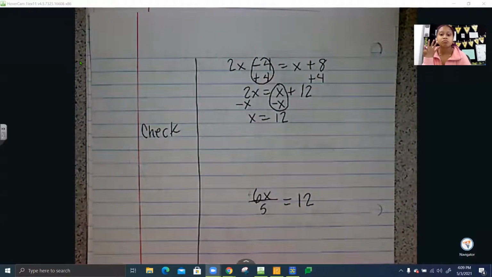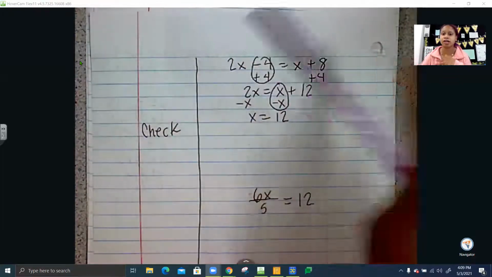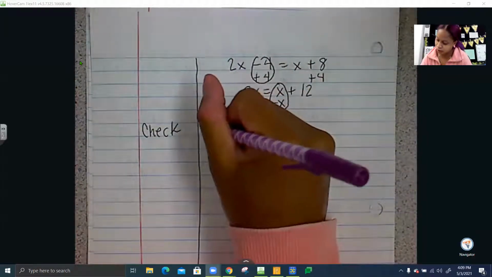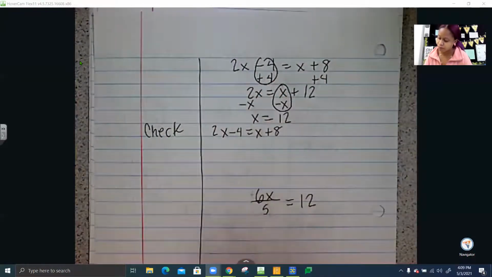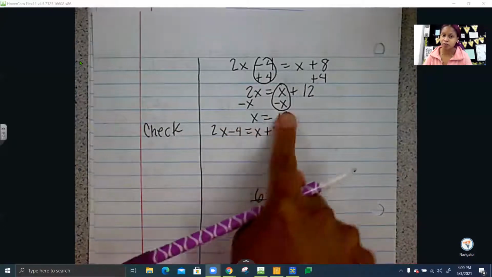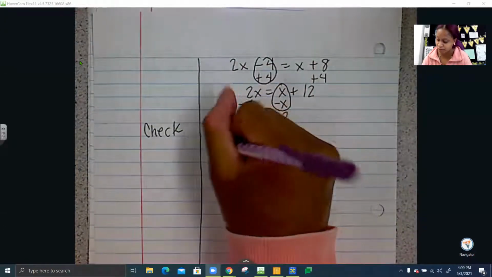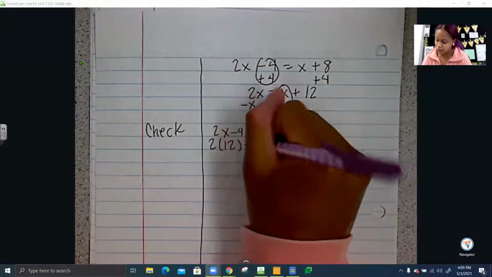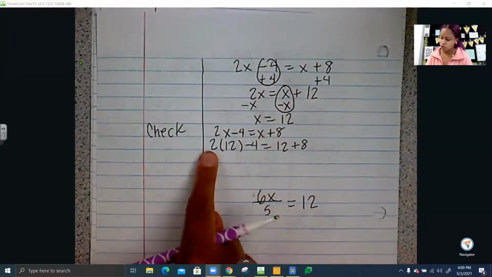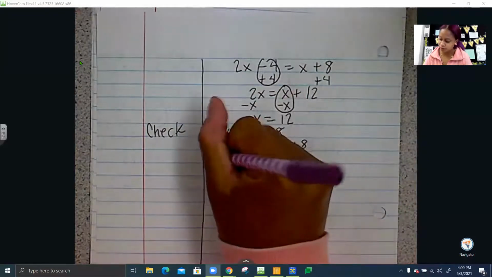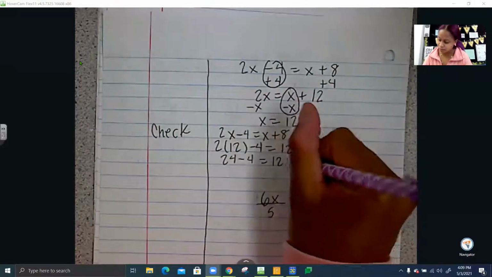So that means to check my solution, I need to substitute 12 back into every section that I see an x. So it's currently the problem 2x minus 4 equals x plus 8. So instead of x, I'm going to now put 12 and see if when I evaluate, would I get the exact same thing. 2 times 12 minus 4 equals 12 plus 8. 2 times 12 is 24. Minus 4 equals 12 plus 8.